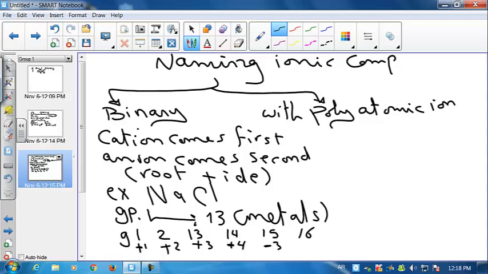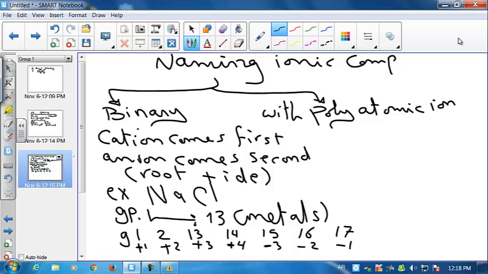Group 16 is 2, 8, 6. So they need 2 electrons. They make a charge of negative 2. And group 17, 2, 8, 7, for example, they need to gain one electron. So if you memorize this, it will help a lot.